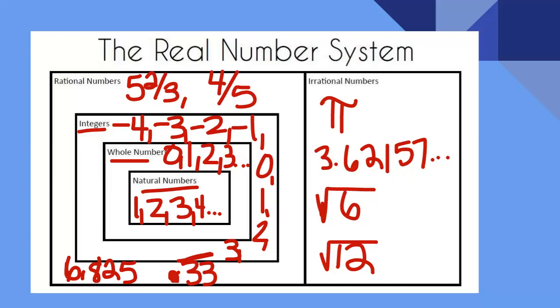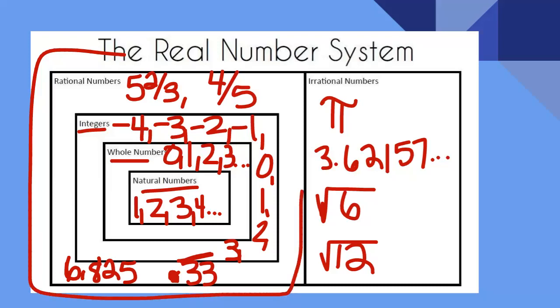Okay? And those are your sets and subsets of real numbers. One thing I do want to point out is all your natural numbers are also whole numbers, and all your whole numbers are integers, and all your integers are rational numbers. So these all are in the set of rational numbers, but rational and irrational numbers don't overlap or intersect.